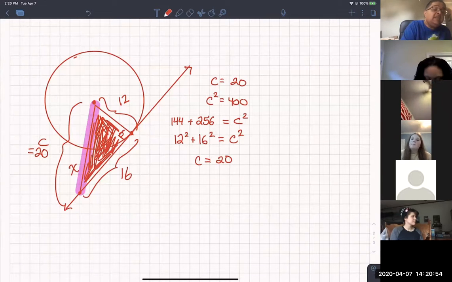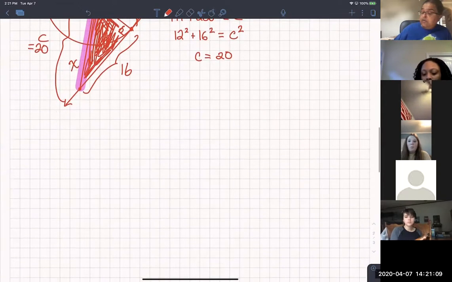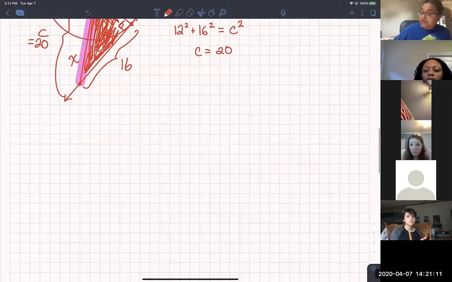The more you get into tangents and secants, you're going to see that the problems are going to get much, much more difficult. And this is why. This is just one type of problem. But we will tackle it as we get to it.